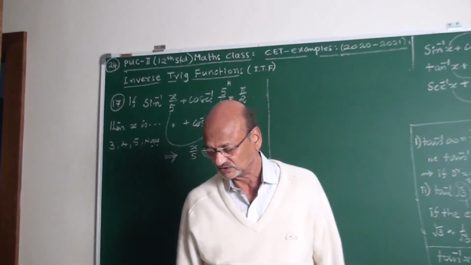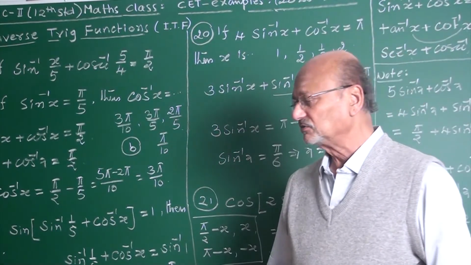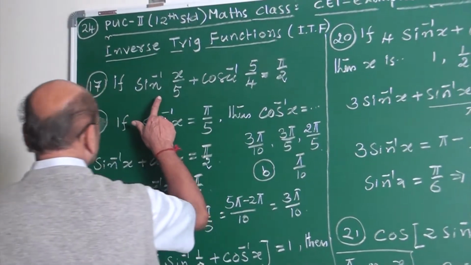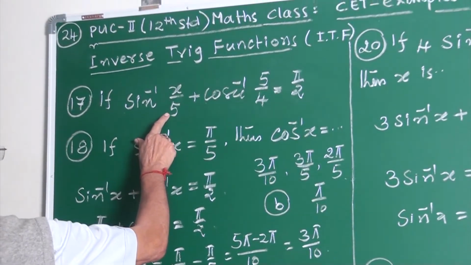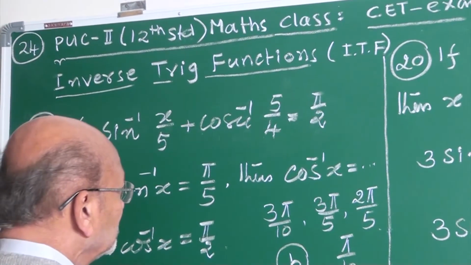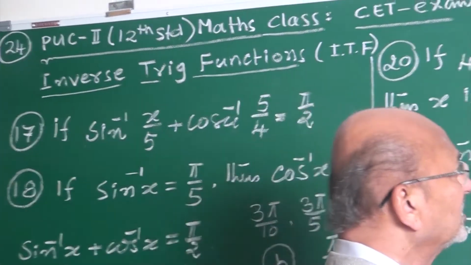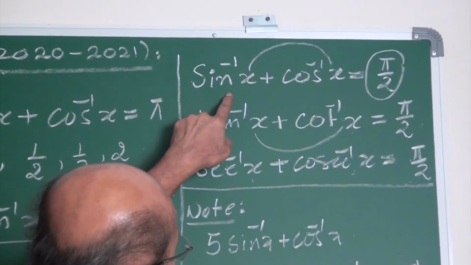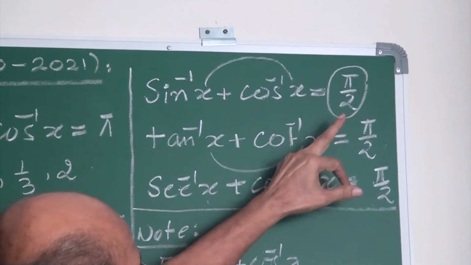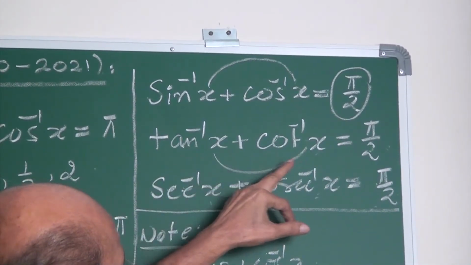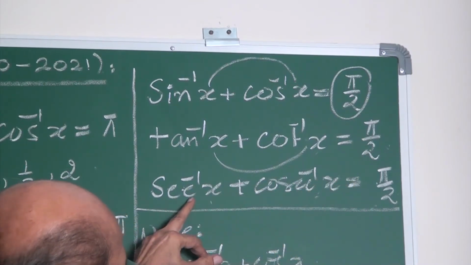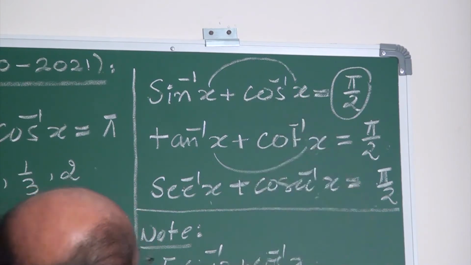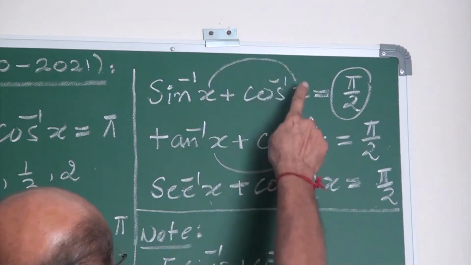Okay? Yes, friends. This example is completed. While doing this example, we used these results. Theorem: sin inverse x plus cos inverse x is pi by 2. Tan inverse x plus cot inverse x is pi by 2. Sec inverse x plus cosec inverse x is pi by 2. This RHS is pi by 2 only when these numbers are the same.